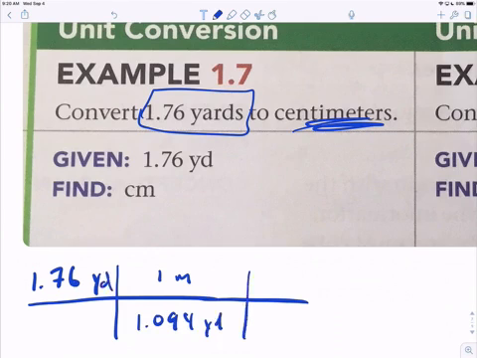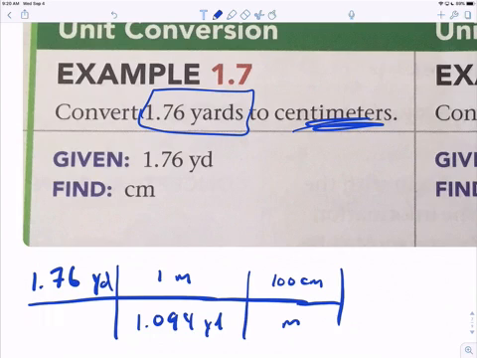And then we have 100 centimeters to a meter. If you look at what they're doing, you're multiplying it by 1 twice. So you have 1.76 yards, and a meter is in fact 1.094 yards, so you're multiplying it by 1. 100 centimeters is a meter.